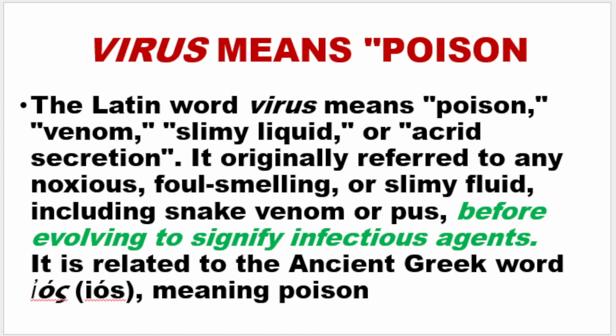So for that same reason, the word virus in Latin means poison or venom. It is a slimy liquid, an acrid secretion, originally referred to as noxious, foul-smelling, or slimy fluid. So it has the same characteristics as snake venom or the foreign material in the private parts of the prostitute of Revelation 17. Foul-smelling, noxious, and able to cause disease. So the same words for virus are snake venom or pus. Remember, in the 19th century, pus was used as a vaccine. So the other name for a vaccine is pus, snake venom, or virus. And all these mean the same thing.